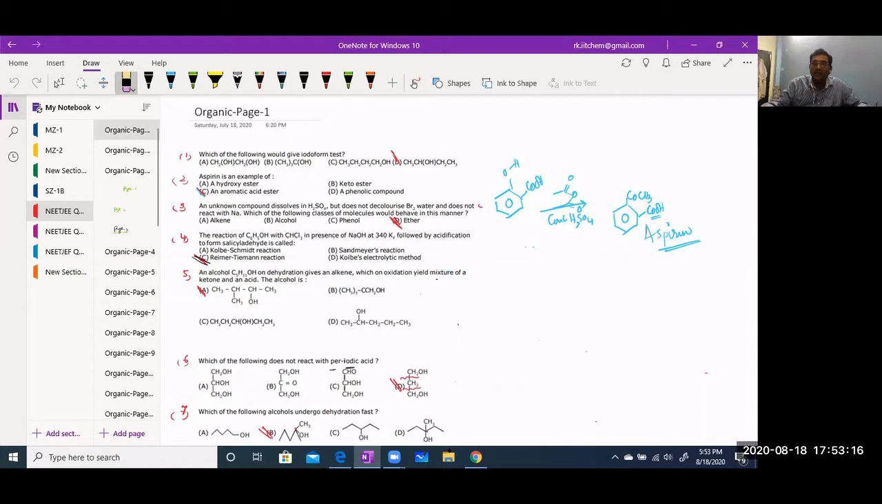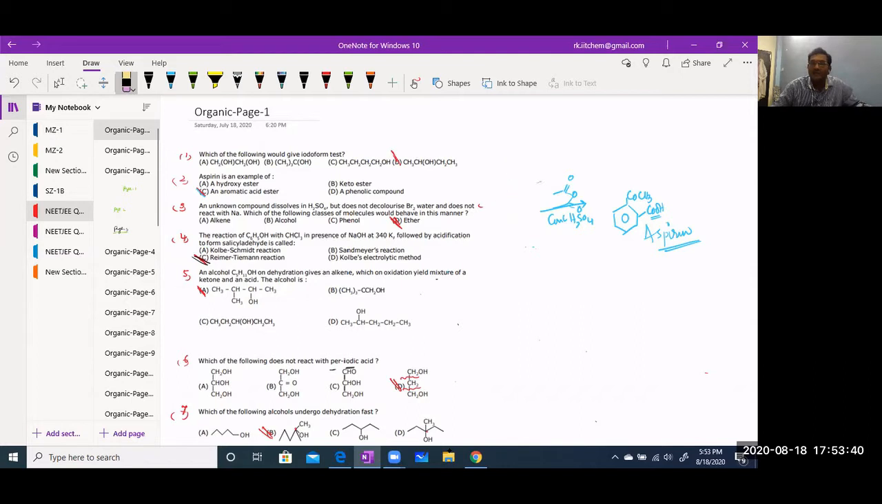Coming to the third question. An unknown compound dissolves in H2SO4 but does not decolorize bromine water and does not react with sodium. Which of the following classes of molecule will behave in this manner? Simple, children. Ether. Everybody can answer.